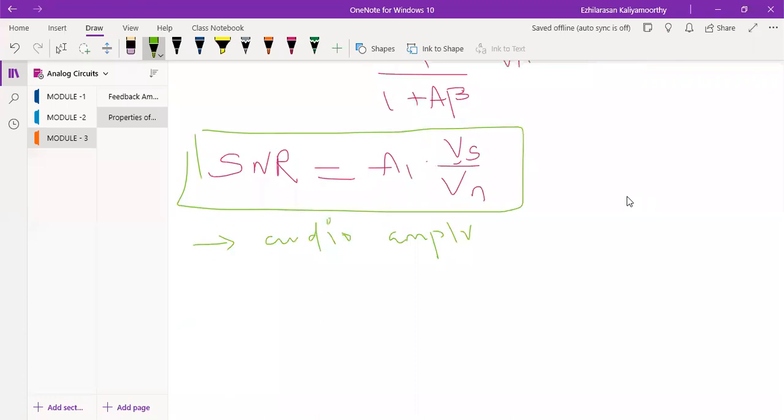There we will see the input signal, the wanted signal, divided by the unwanted signal. Normally, if the unwanted signal is very, very small, then the SNR will be good, wanted by unwanted. If the unwanted signal goes very high, the SNR will get reduced. So we want the SNR, that is the signal to noise ratio, to be high.